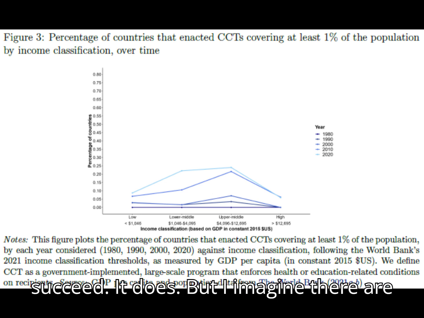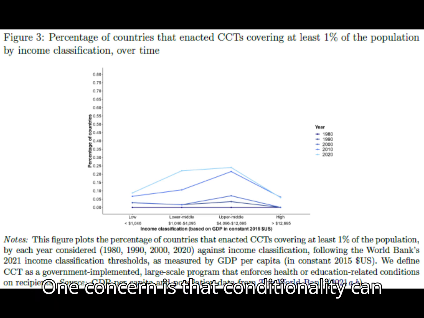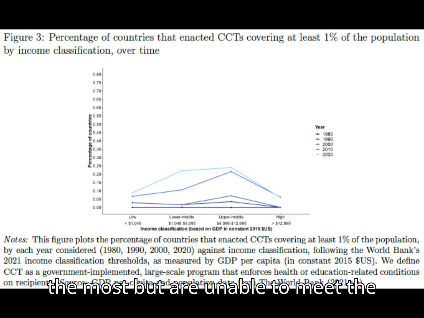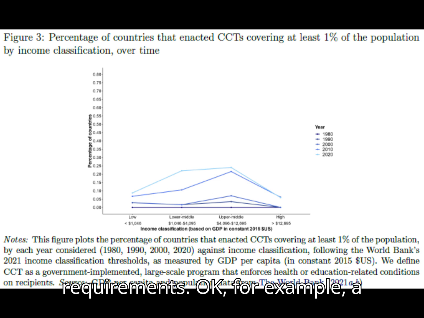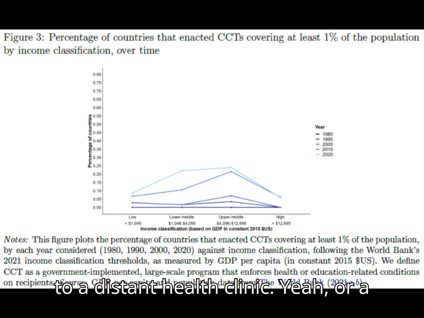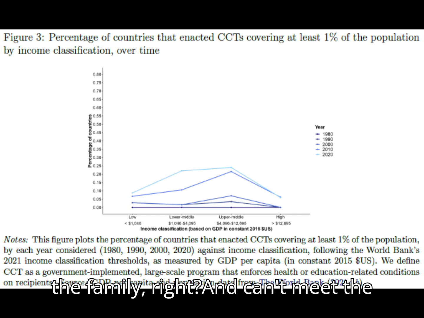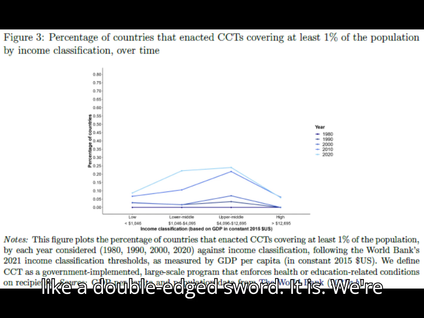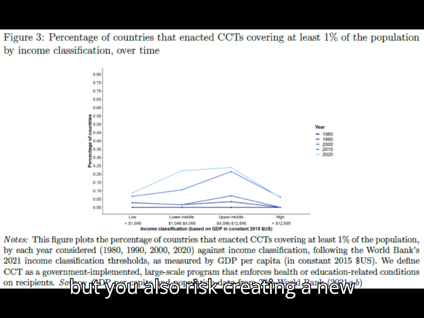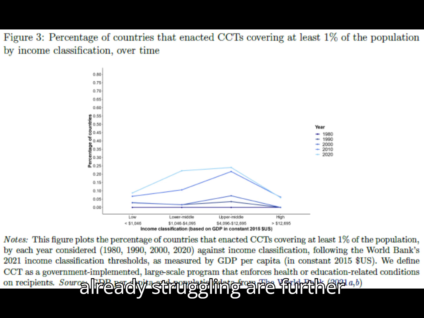It does. But I imagine there are also potential downsides to this conditional approach. There are. One concern is that conditionality can inadvertently exclude those who need help the most, but are unable to meet the requirements. For example, a family might not be able to afford the transportation costs to get their child to a distant health clinic. Or a child might have to work to help support the family and can't meet the school attendance requirements. So it's like a double-edged sword. It is. We're trying to encourage positive behavior, but you also risk creating a new kind of inequality where those who are already struggling are further disadvantaged.